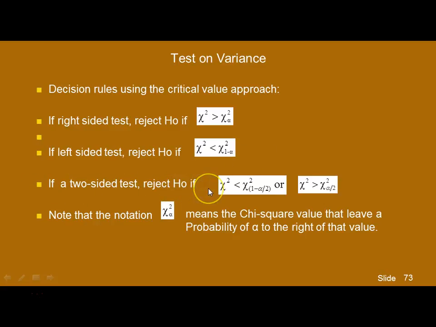Two-sided, we're going to reject in both ends of the distribution. On the right-hand side, we have this if chi-squared is above chi-squared alpha over 2. In the left end, we have this if chi-squared is less than chi-squared 1 minus alpha over 2. Again, get used to this notation. When I say chi-squared alpha, it means the chi-squared value that leaves an alpha probability to the right of that value.